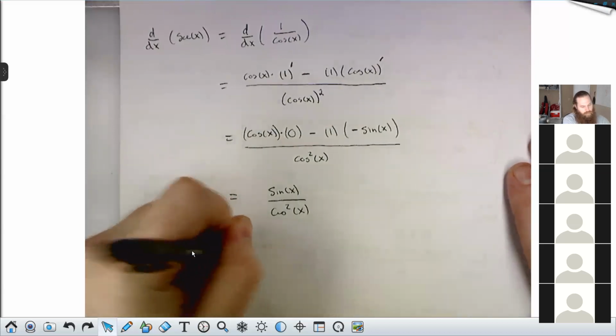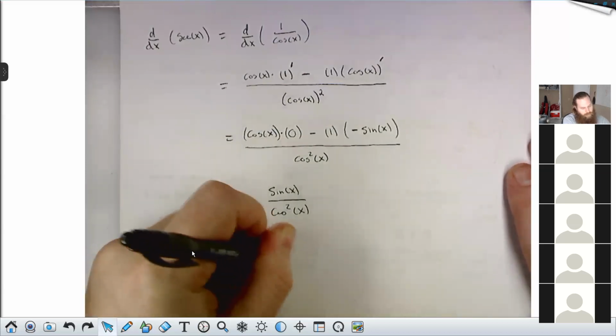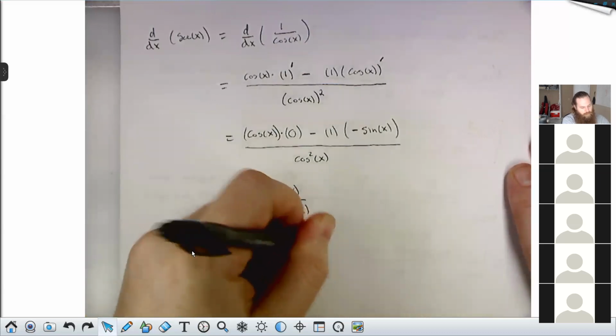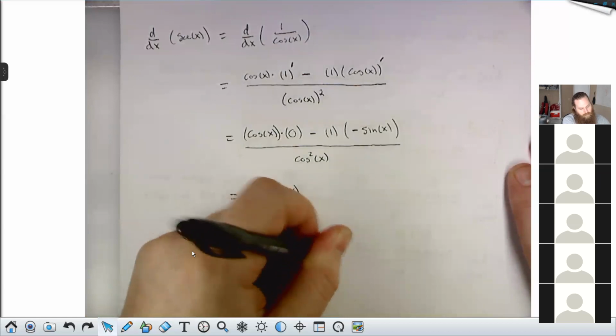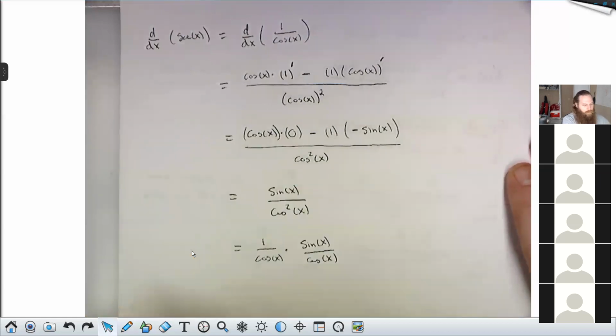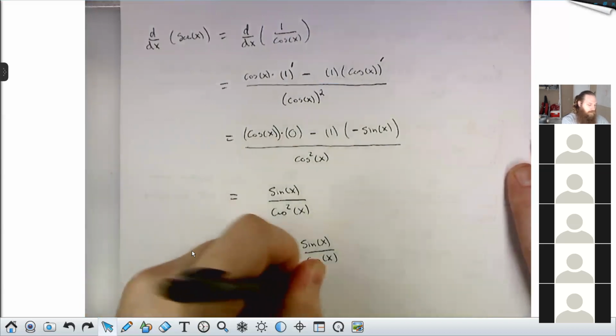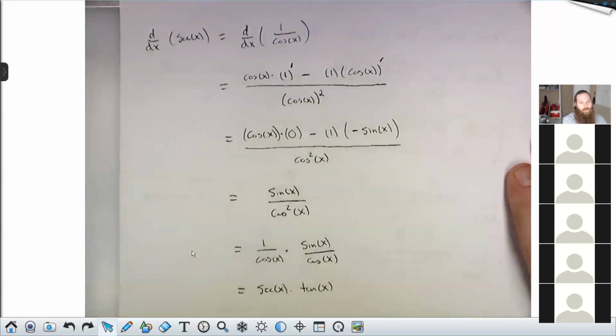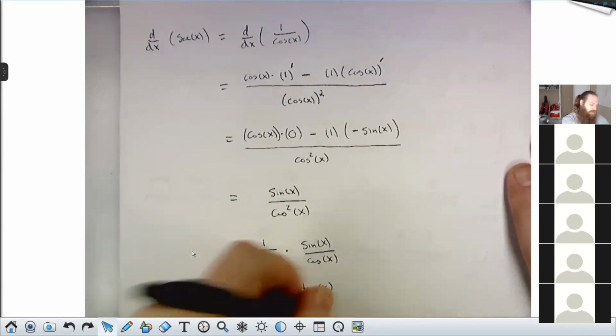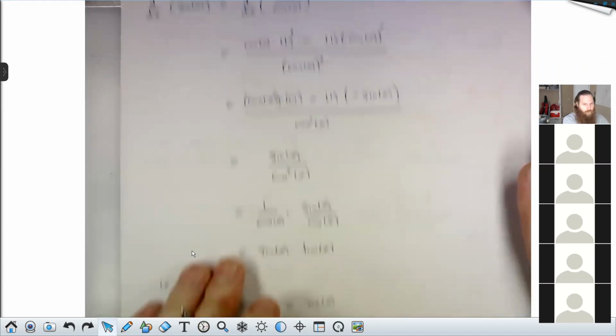Now I can rewrite that as 1 over cos x times sine x over cos x, which is secant x times tangent x. So the derivative of secant is secant tangent. The way I remember this is that secant is the fella who shows up in his own derivative.